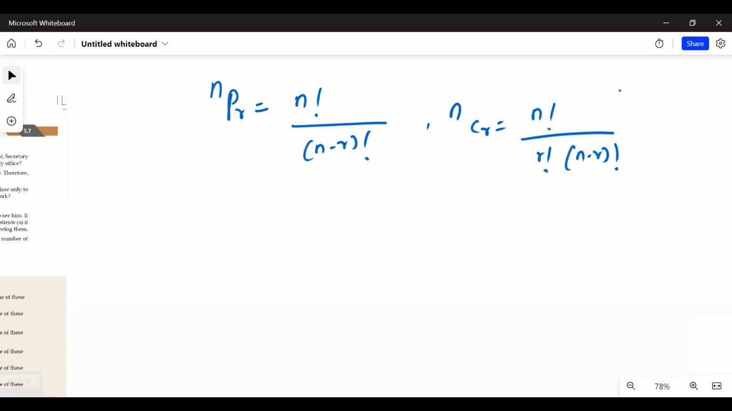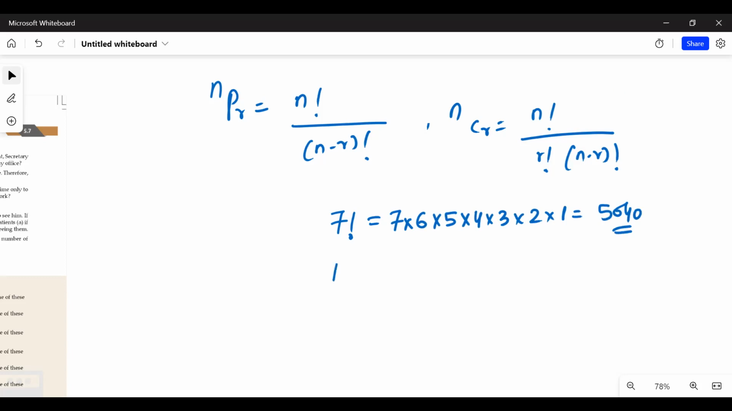If in case you don't know what factorial is, let me just introduce the term. This exclamation sign that you see in mathematics, we call this a factorial. So 7 factorial means 7 into 6 into 5 into 4 into 3 into 2 into 1. Multiply this and you will get the value 5040. Any doubt? Use a calculator and you will get this value.